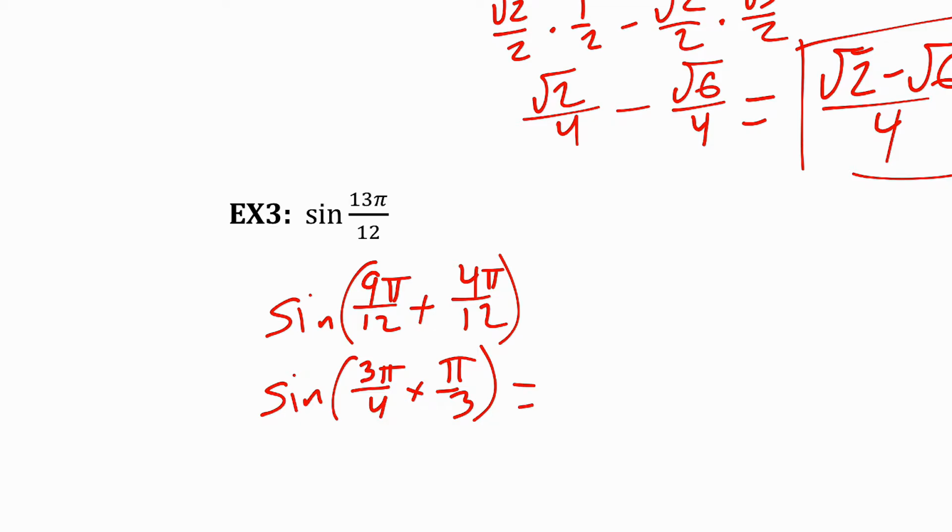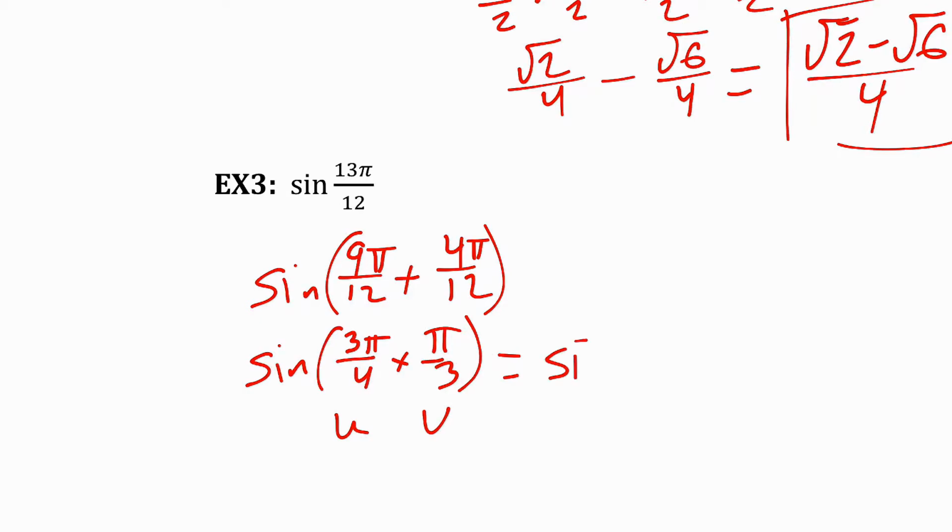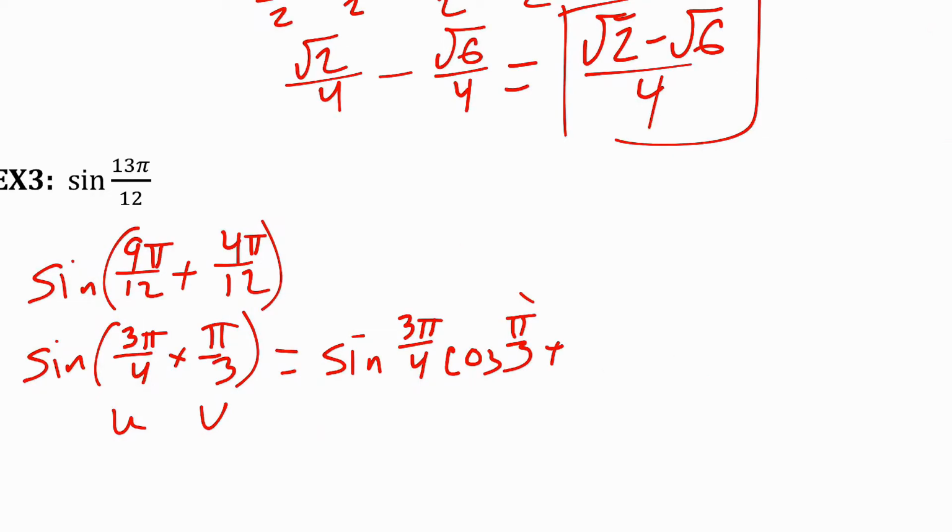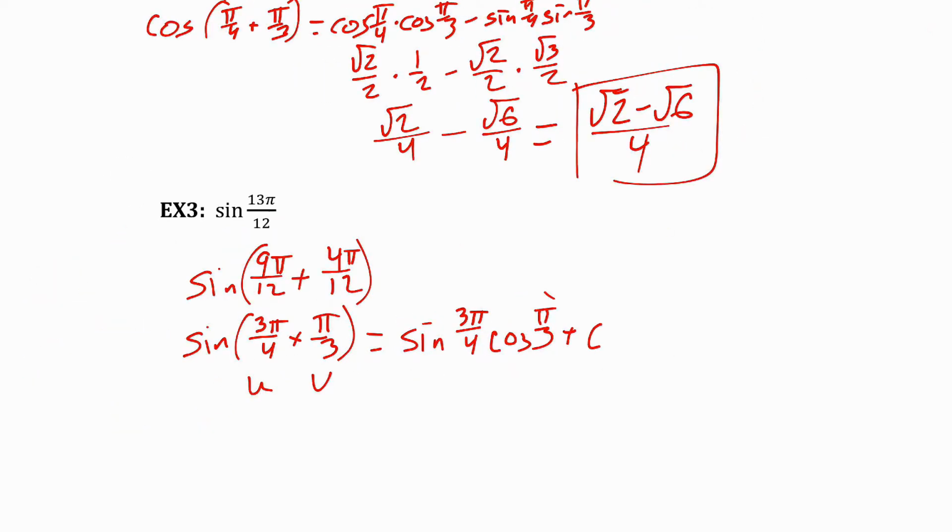So now we can use, this is like our u value, this is like our v value. So we have the sine of our u value, so the sine of 3 pi over 4 times the cosine of pi over 3 plus the cosine of our u value, so the cosine of 3 pi over 4 times the sine of pi over 3.